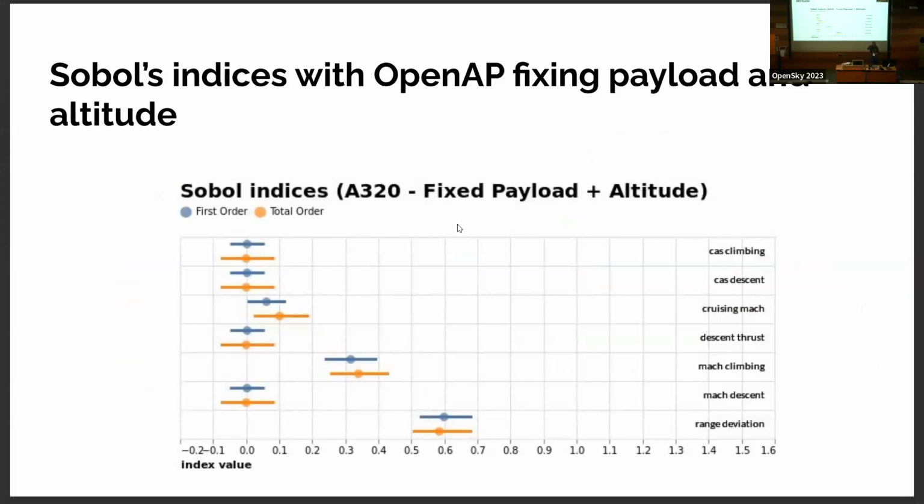In this instance, for example, we try to fix the payload and the altitude. So the idea behind fixing the altitude is that the intent of the cruising altitude is often known. So that's an idea, to just fix the altitude, to know that. And we fixed the payload because it had such a huge impact on the sensitivity that we wanted to check if, other than the altitude and the takeoff weight, which other parameters had the most impact. And in this case, it was the range deviation and the Mach during climbing.